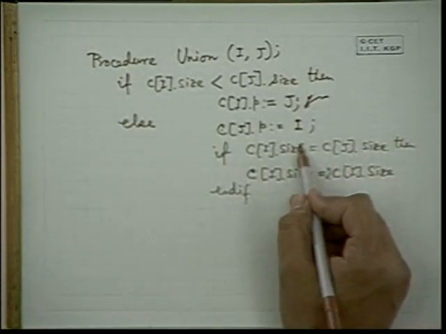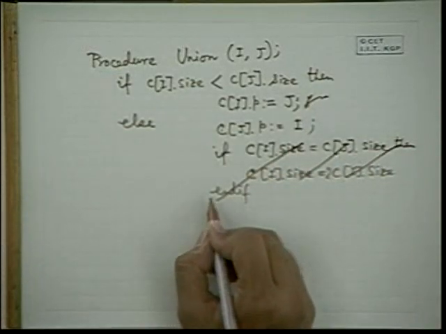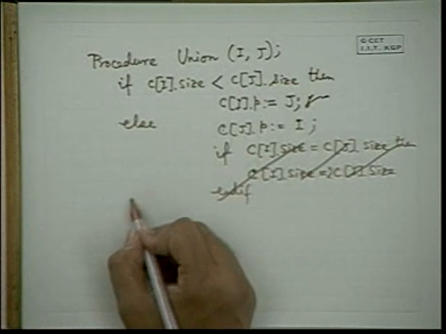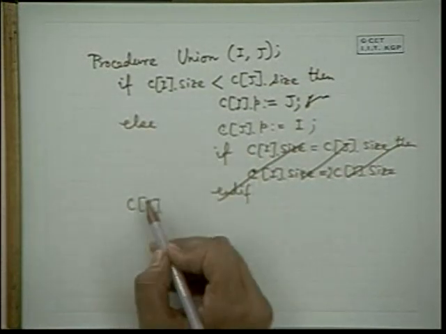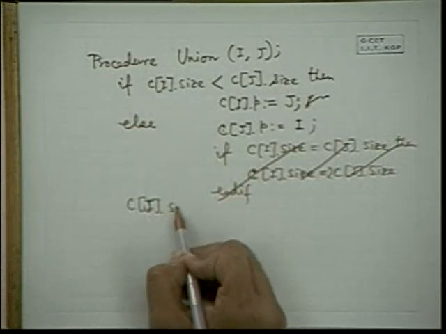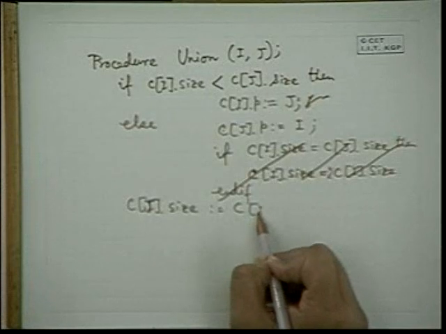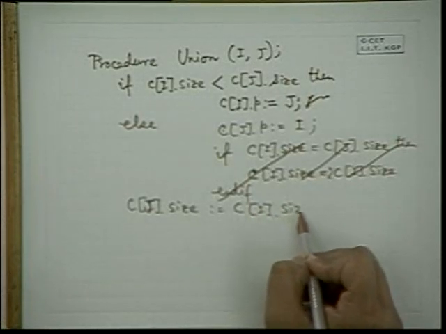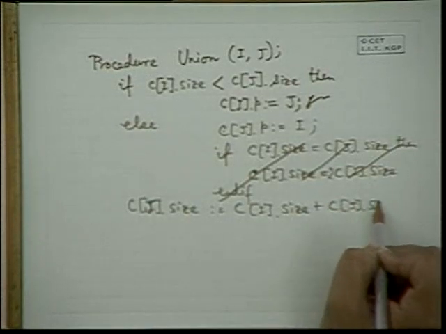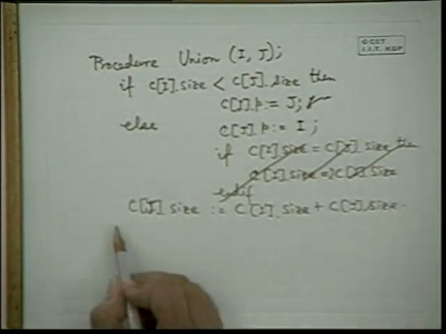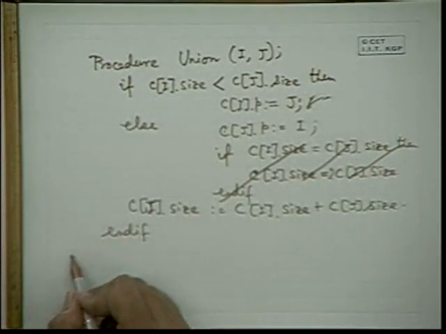So, let me just scratch this one out. So, this is done. Then what we will do after we do this, we will just update the Ci dot, which we have made, Cj dot size equal to Ci dot size plus Cj dot size. Update the size field, and that is the end if, and that is the procedure.